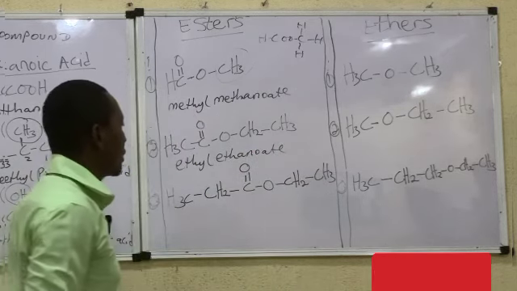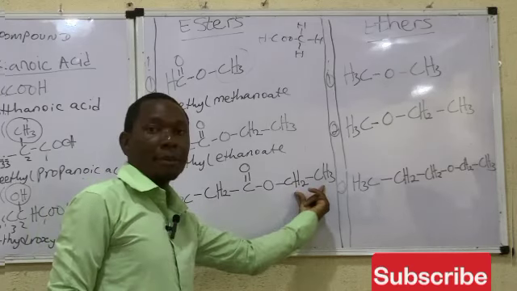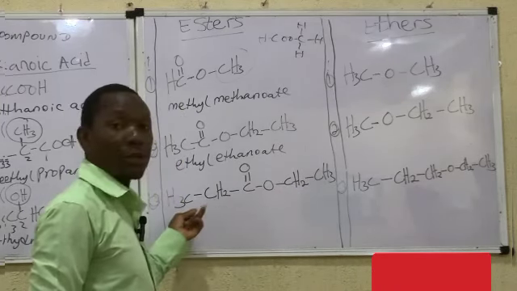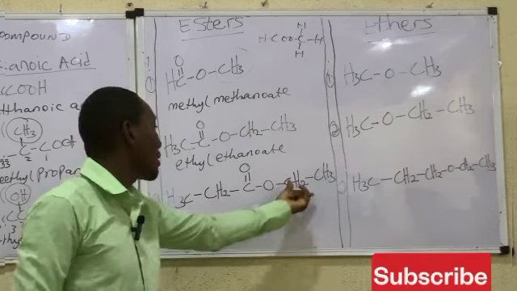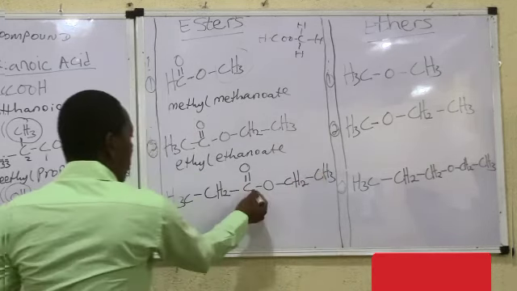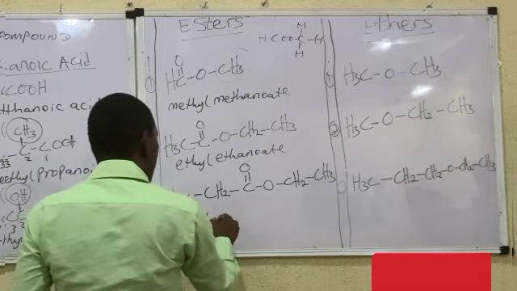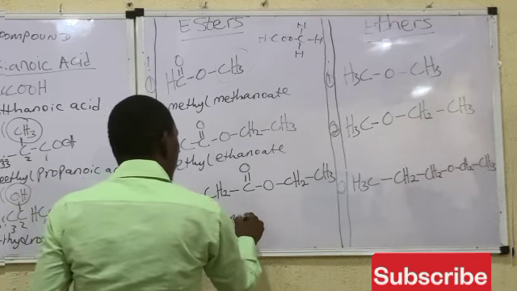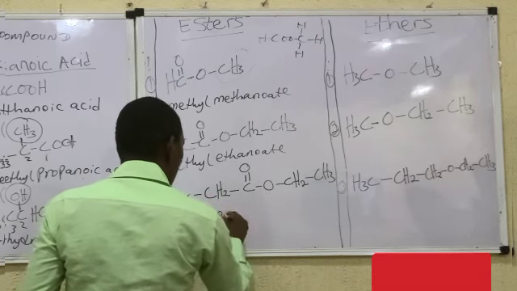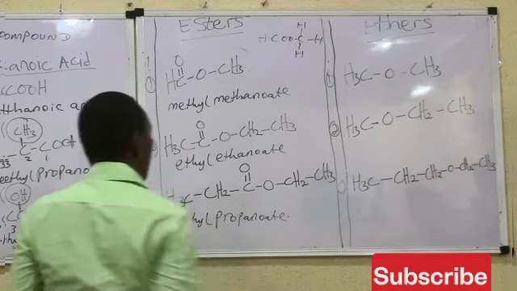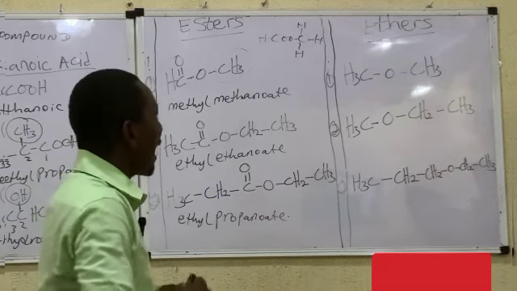Now, this third one, look at this. This is also 2 carbon, right? Ethyl. But how many carbon do we have here? 1, 2, 3. So this is not ethanoate. This is propanoate. So this is ethyl propanoate. All right. So look at the next one here.